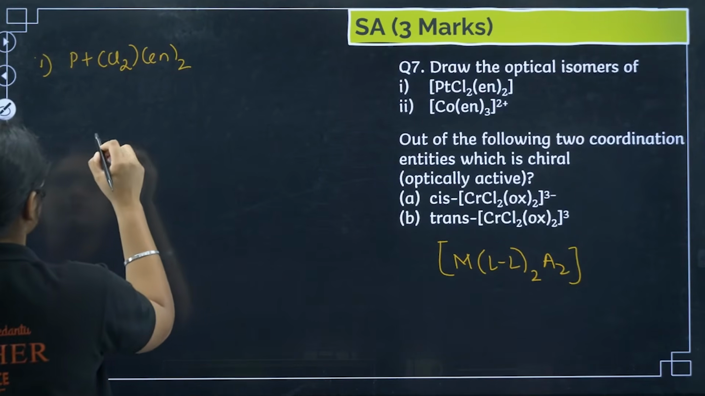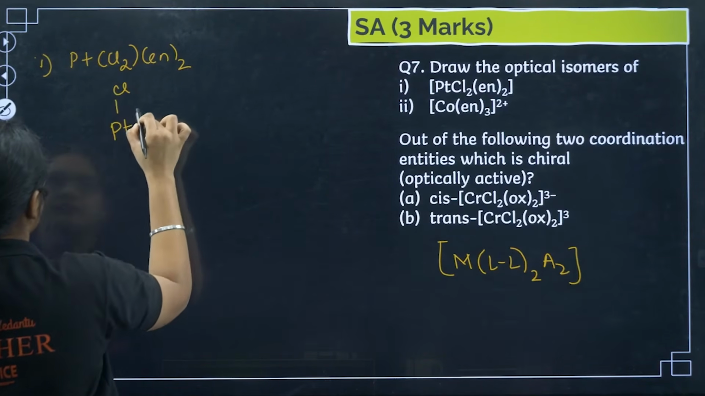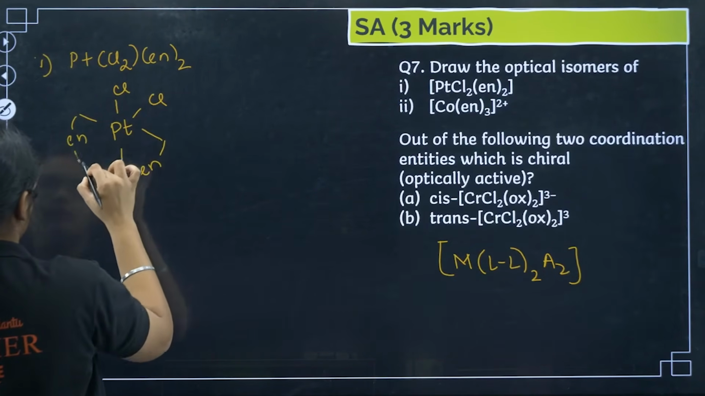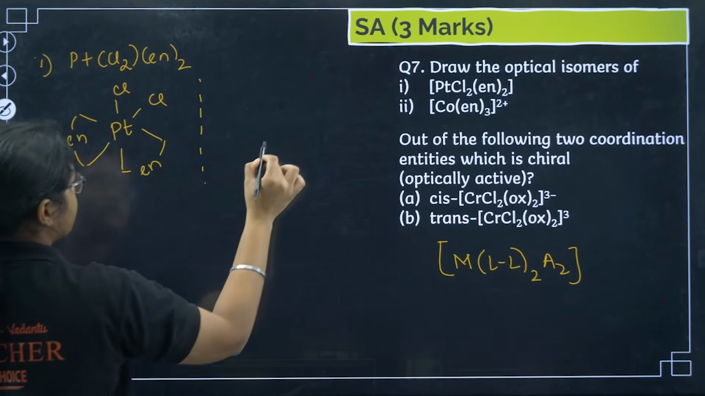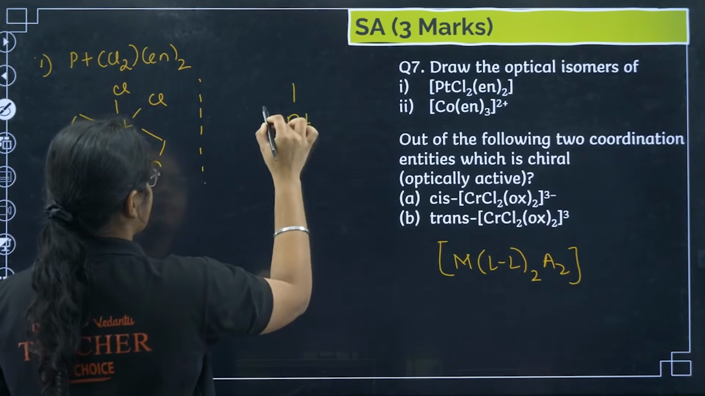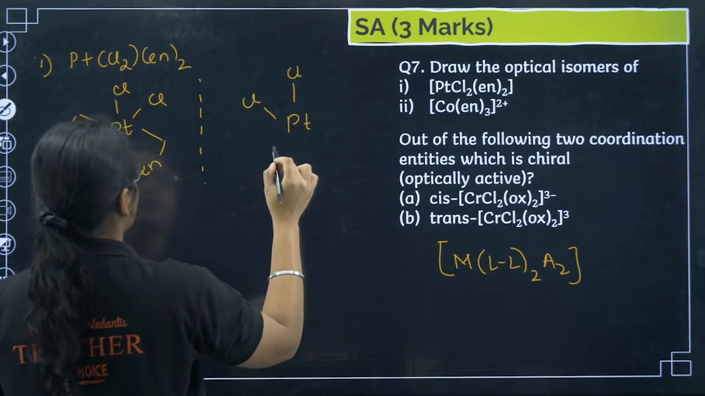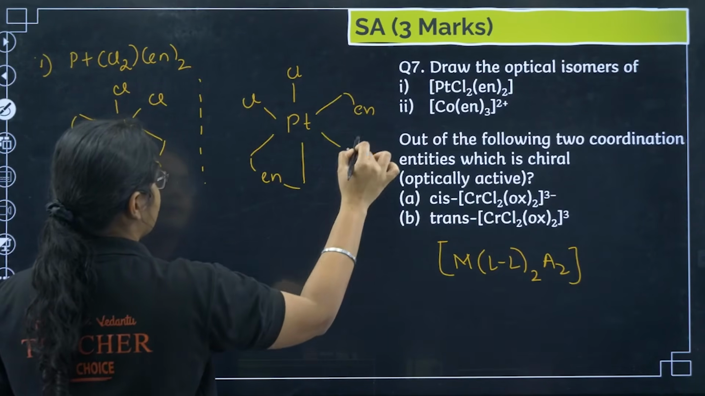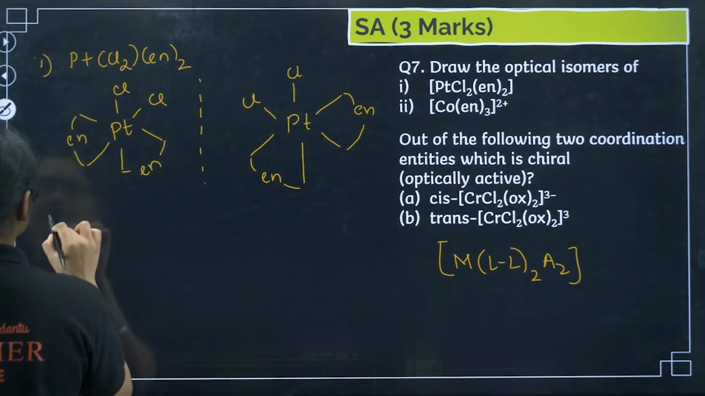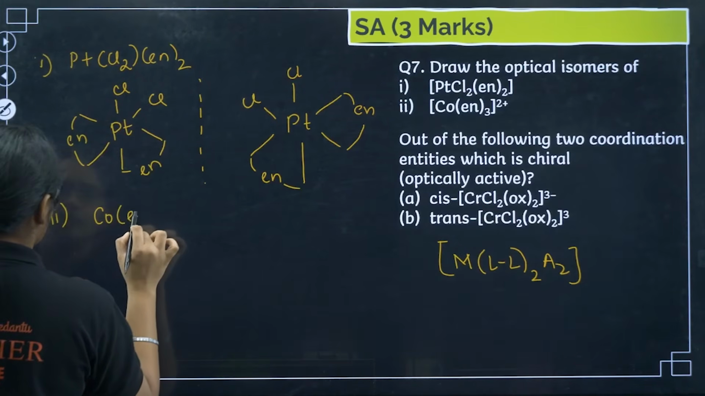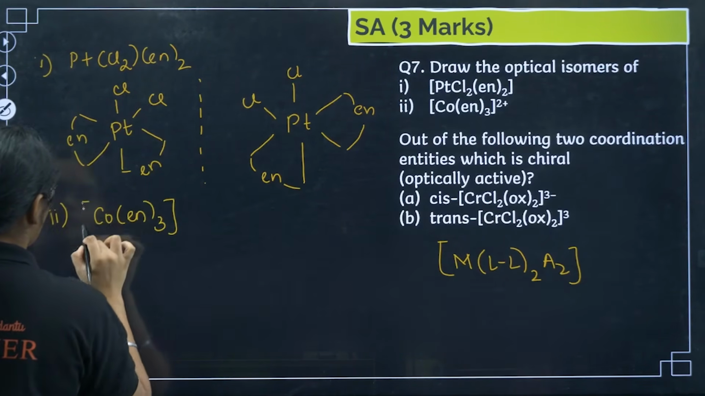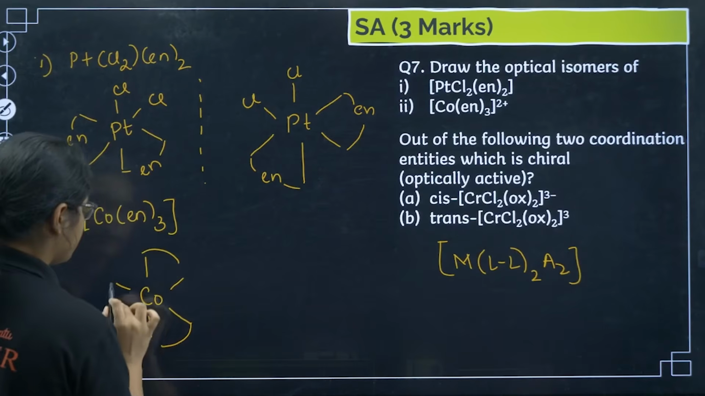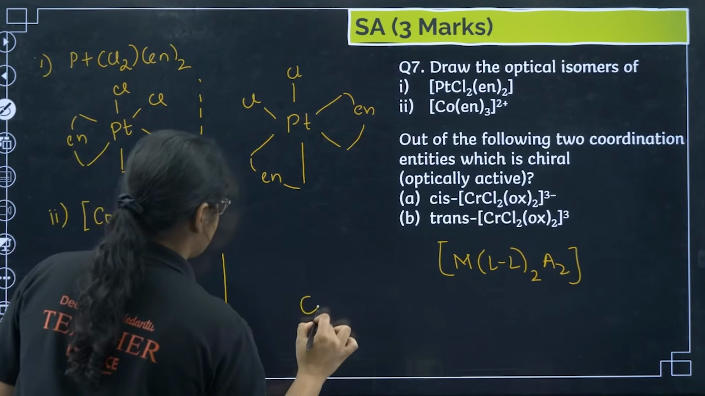So what will be the cis form of this one? I can draw like this: Pt, Cl, Cl, en. Now if you draw the mirror image of this one, I'll get Pt, Cl, Cl, then I have en and en like this. Next, we have the second one, [Co(en)3]. So Co we have like this, en I'm just drawing like this. This is [Co(en)3] and its mirror image if you draw.